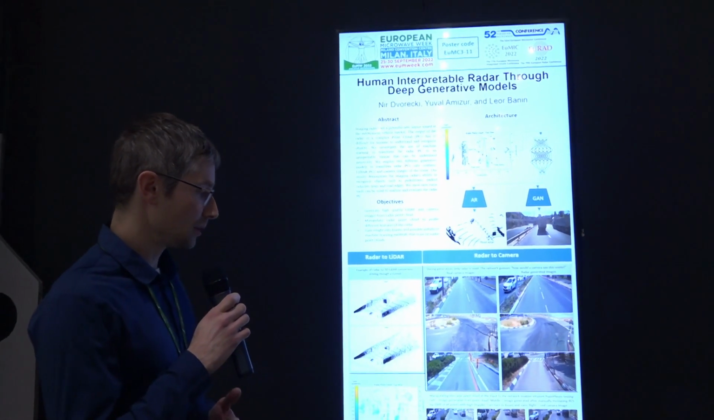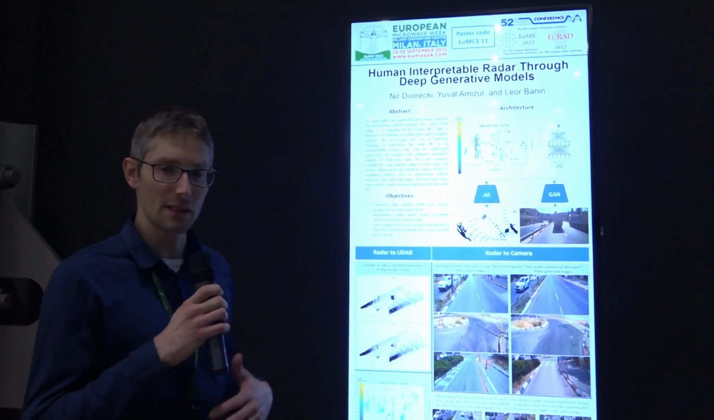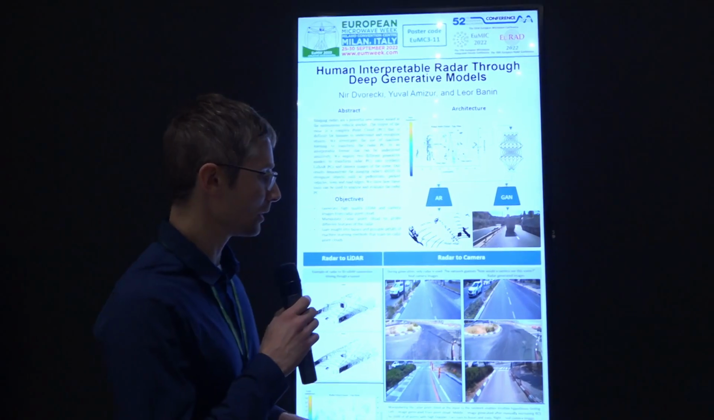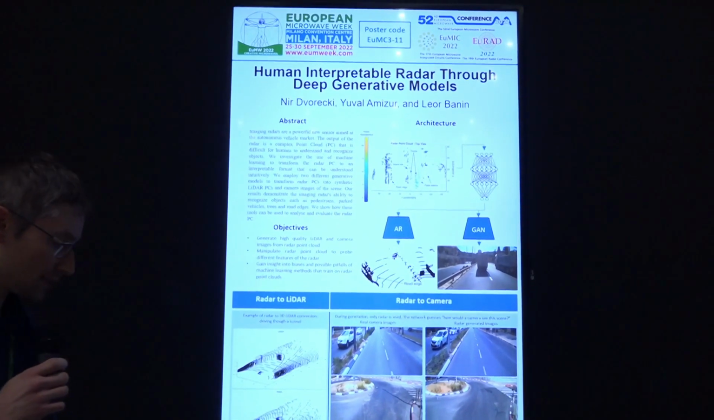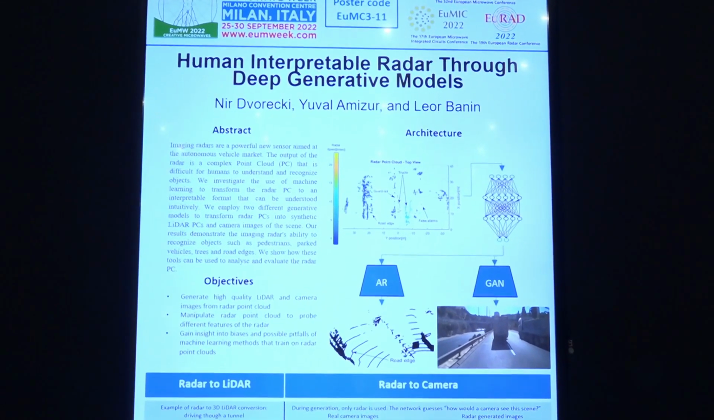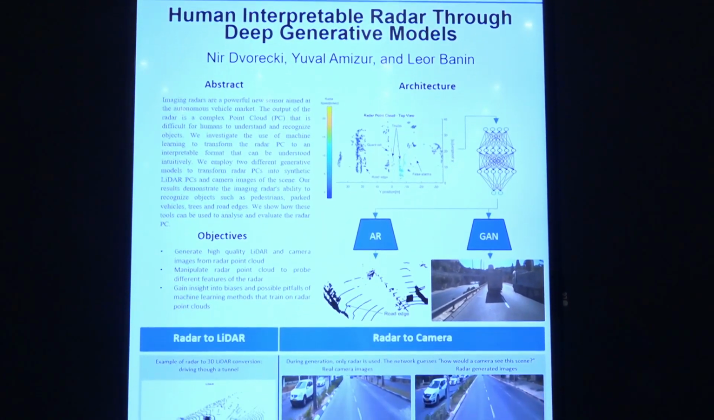The problem with point cloud data is that it's very difficult to understand for a human. Looking at these kind of point cloud data, it's very difficult to understand the scene. This is in contrast to things like LiDAR point cloud or camera images.